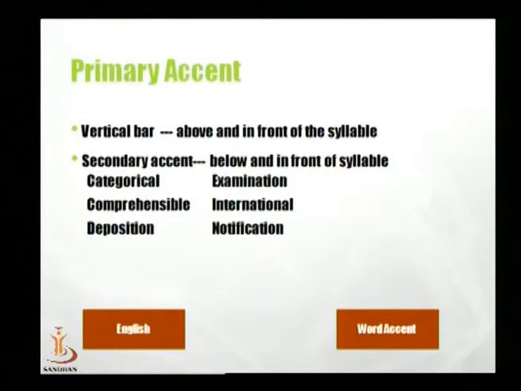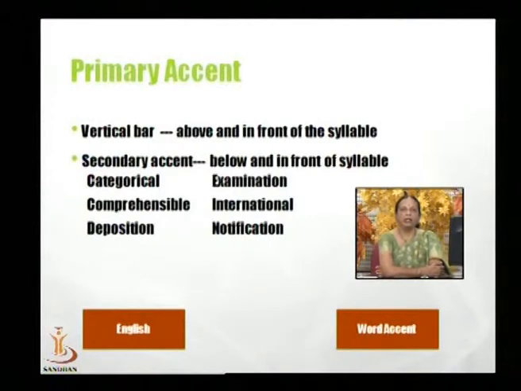How do we show primary accent? There's a vertical bar above and in front of the syllable. So if I have a word like allow, it is allow which is taking the accent. The secondary accent, which is not so important for you, is below and in front of the syllable. That's just a bit of information for you, my dear students, because we will talk only about the primary accent. So, where does it come? It comes before the syllable at the top, and it is a small vertical bar. A very small vertical bar, maybe the size of a comma as you are typing. It's just that big. But remember, it's vertical. It's not curved like the comma.